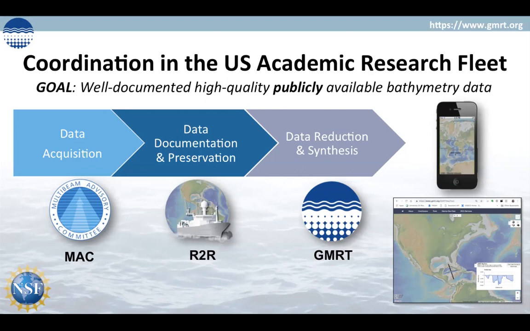R2R does some quality assessment work, which helps to inform our decision-making process when we try to prioritize data that's suitable to get into GMRT. So there's good feedback there. And as we work through the data in GMRT and start to see systematic problems with particular systems or particular vessels, we can feed the information back to partners at R2R and the MAC to help optimize operations and practices to make sure that we're getting the best product that we can.